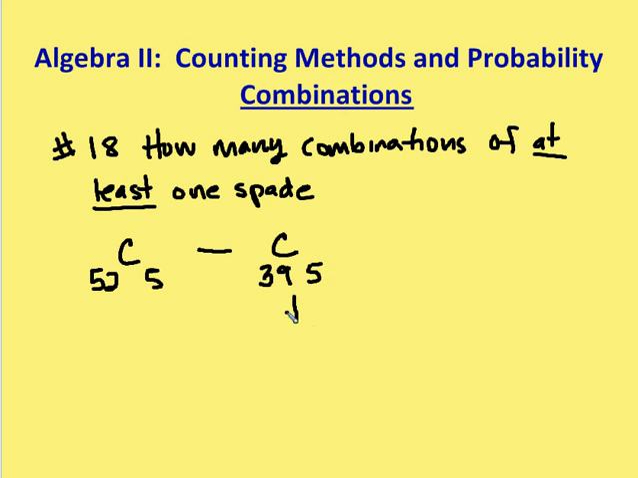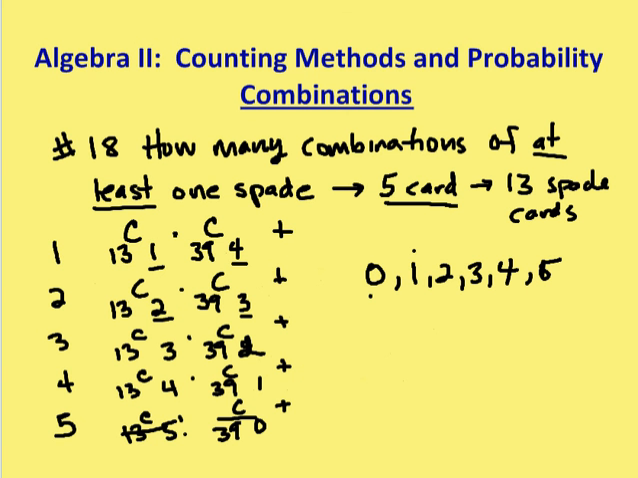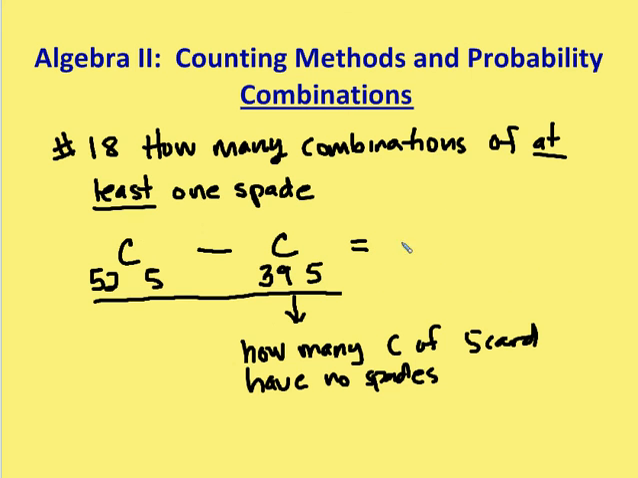So this equation tells me how many combinations of 5 cards have no spades. And if I do the combination work this way, I only have to deal with 2 equations versus, I don't know, 10 different equations. And they both come up with the same answer, but this one is far simpler. And if you do the math, you should get 2,023,203.